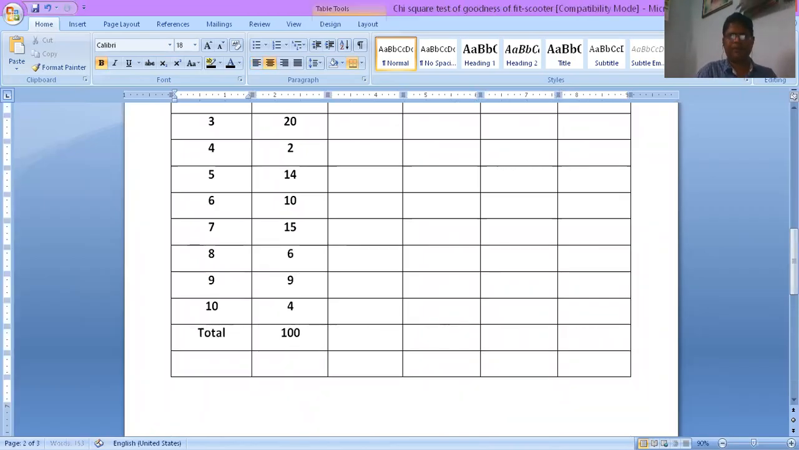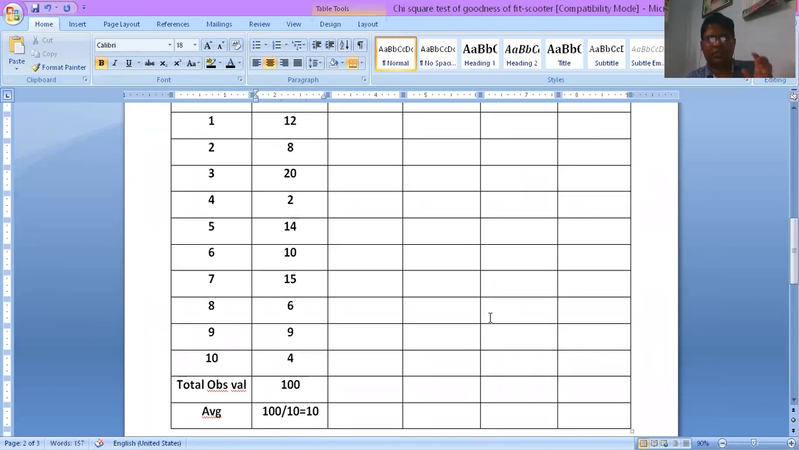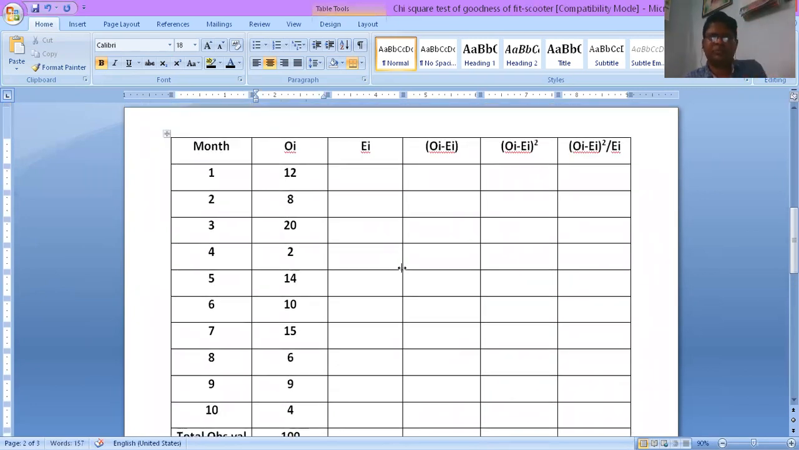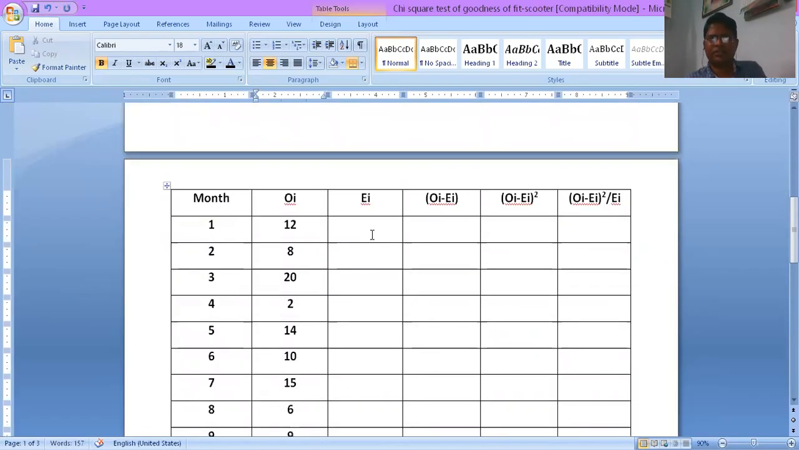So the total of observed values is 100, and the average is 100 divided by the total observations, which is 10. So the average of all the observed values is 10. The sum of the values is 100, total observations are 10, average value is 10. So take 10 as the expected value for each individual observation.